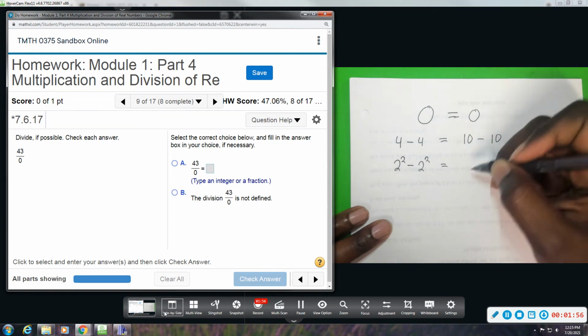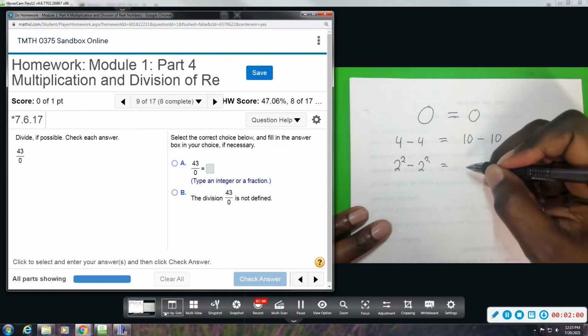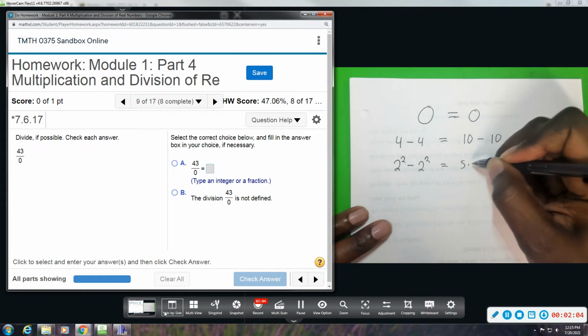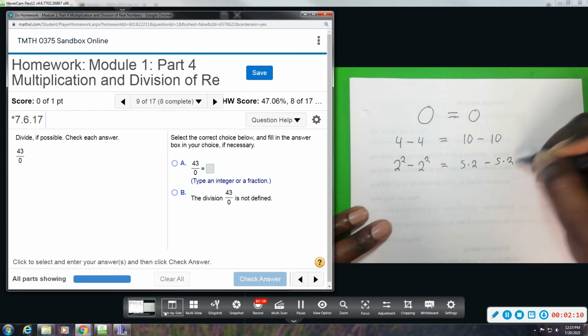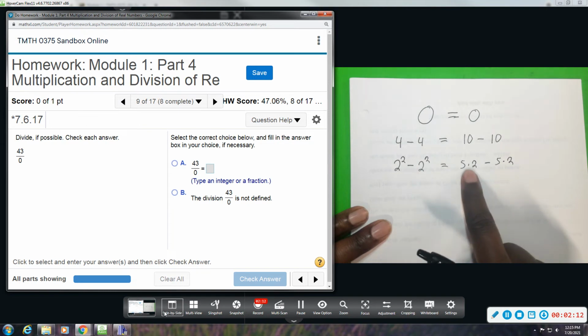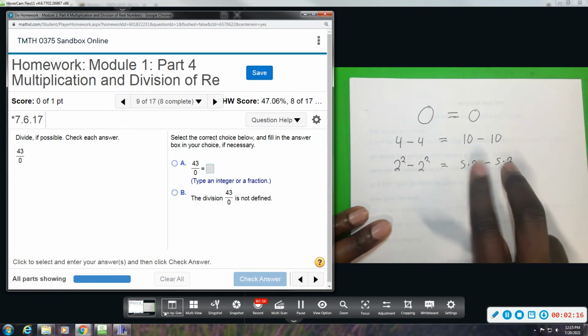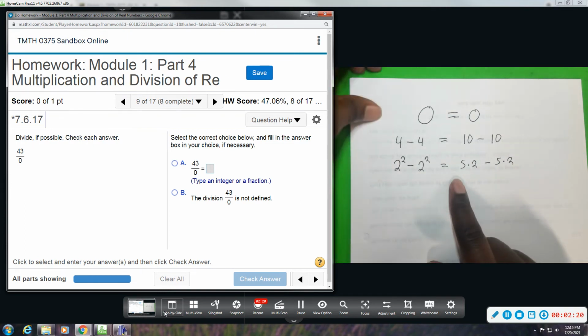Over here, I'm going to rewrite the 10 as 5 times 2, and then 5 times 2. So order of operations here would say you multiply first. So you have to multiply, that would give you 10. And again, 10 minus 10 will give you 0. All right, so everything should follow logically all the way down.